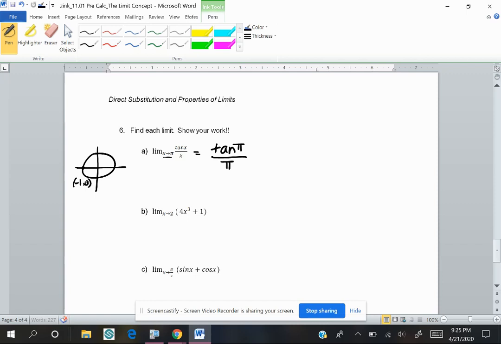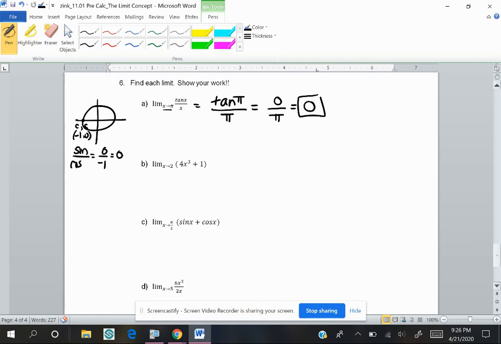We know tangent is sine over cosine. In our ordered pair, it's cosine comma sine. So our sine is 0, our cosine is -1. 0 divided by anything is 0. So this gives me 0 over pi. 0 divided by anything is 0. So this limit, if you were to graph tan x over x and look at pi on your x axis, both the left-hand limit and the right-hand limit would be approaching 0 for y.